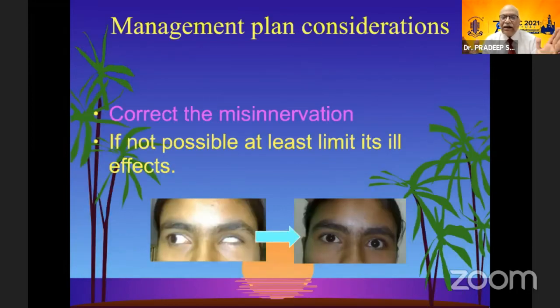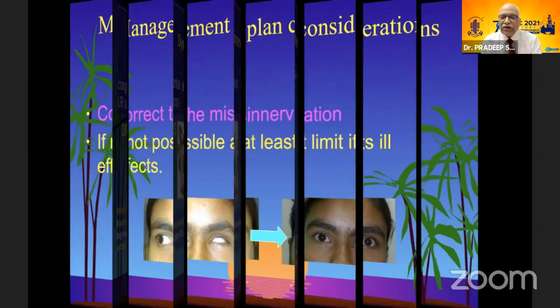Just analyze, find out the misinnervation, and then correct the misinnervation. If it is not possible to correct the misinnervation fully, then we have to limit its ill effects, like in Duane's retraction syndrome, you have seen we do it.